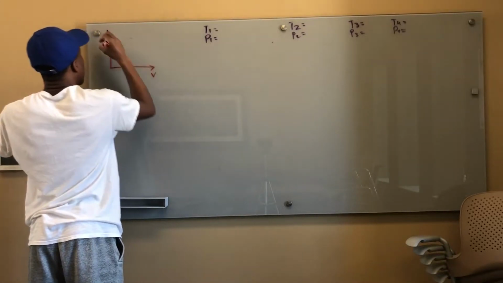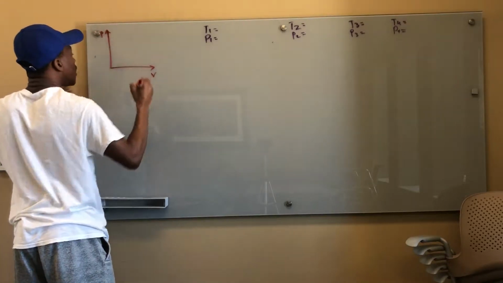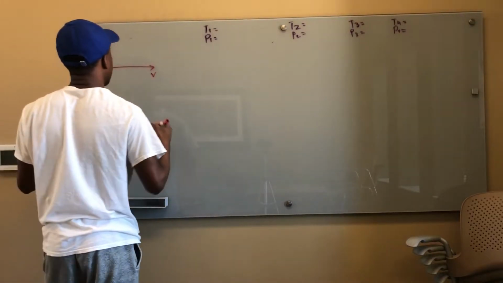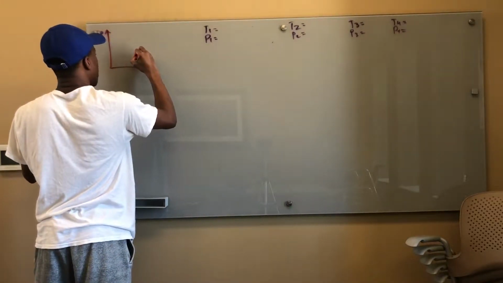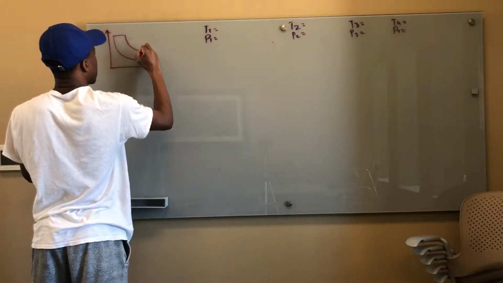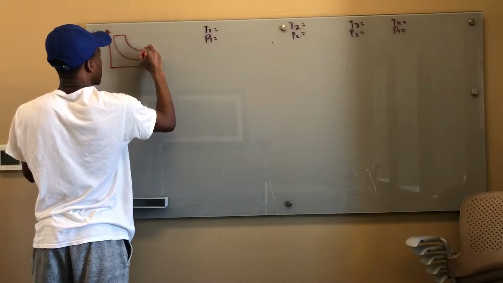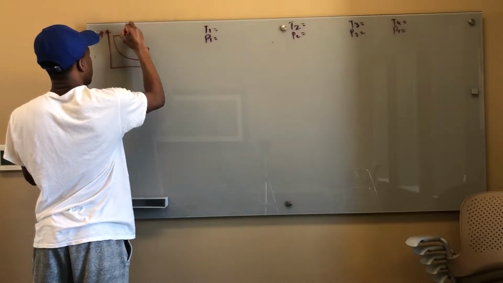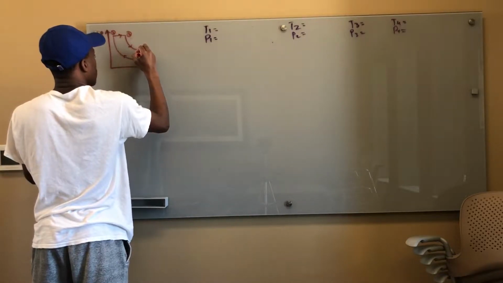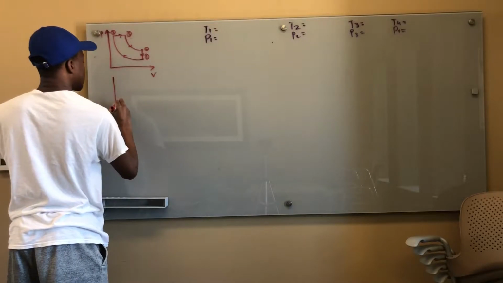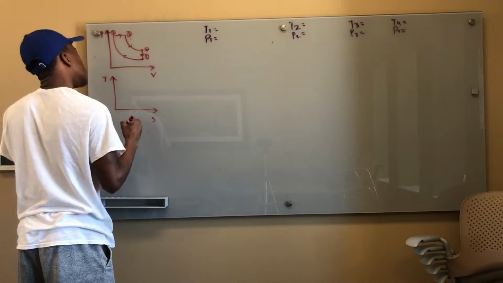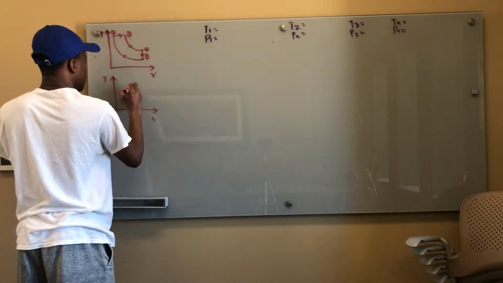We'll start off with a PV diagram. Okay, so I know that the diesel cycle starts off with an isentropic compression, right? So it goes something like this, like this, like this, like this, right? Cool. This is what my diesel cycle looks like. Cool. Now let's do a TS diagram, okay? The TS diagram looks something like this.